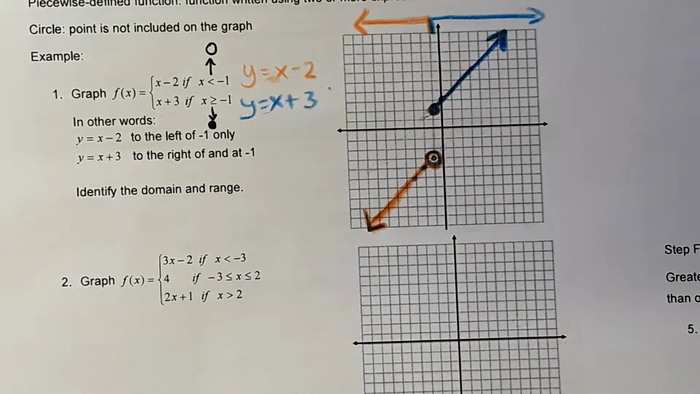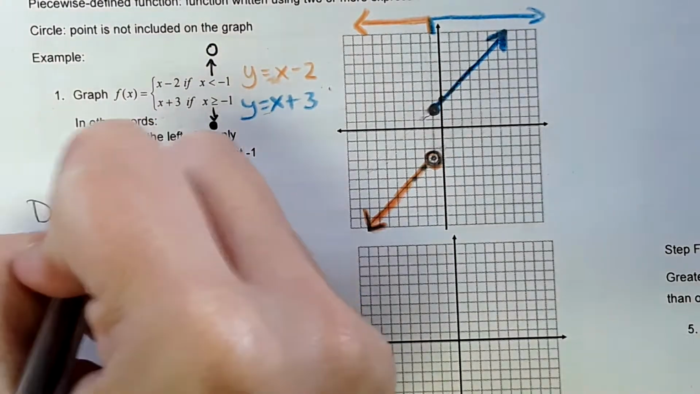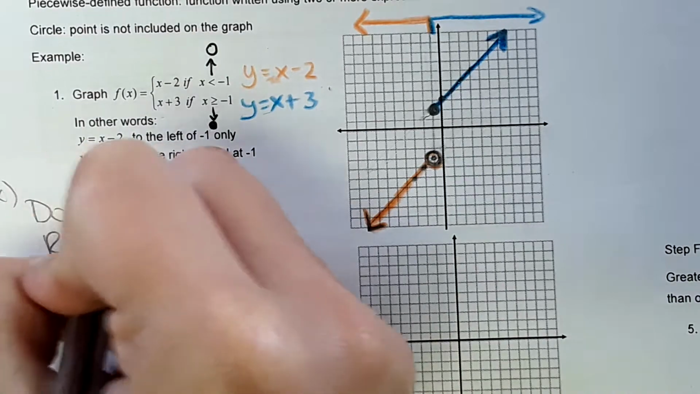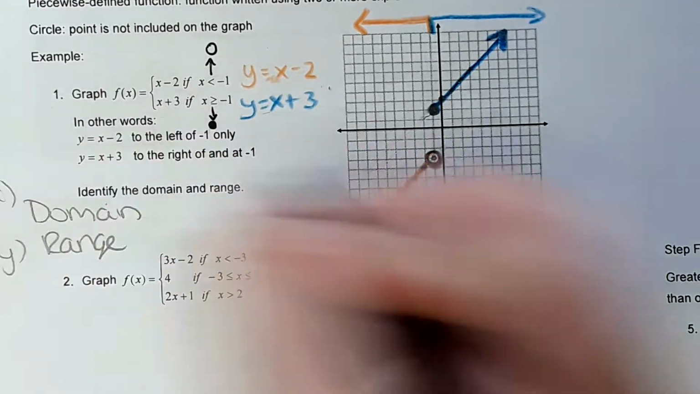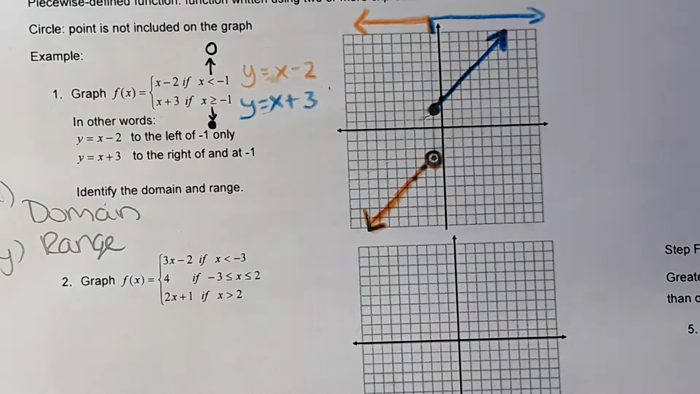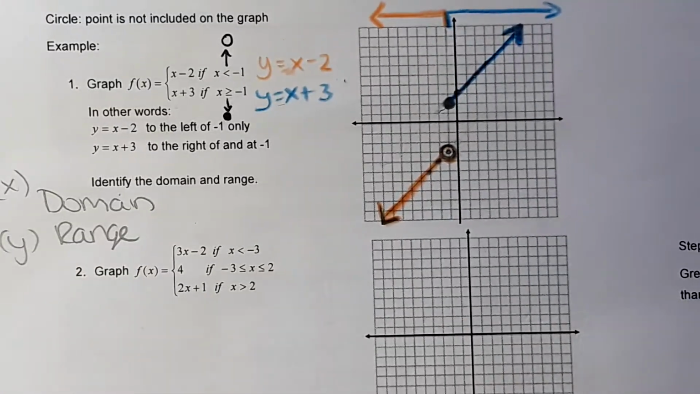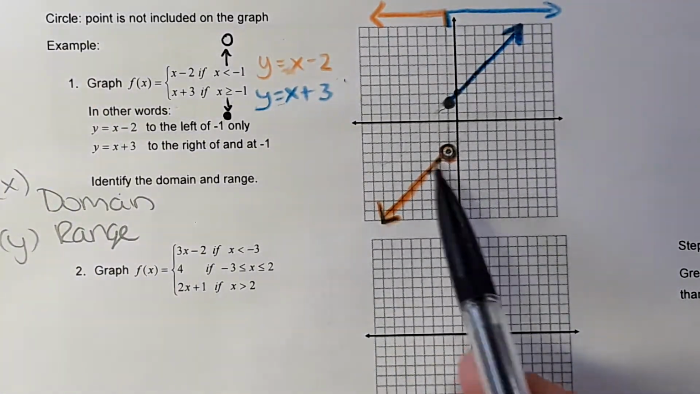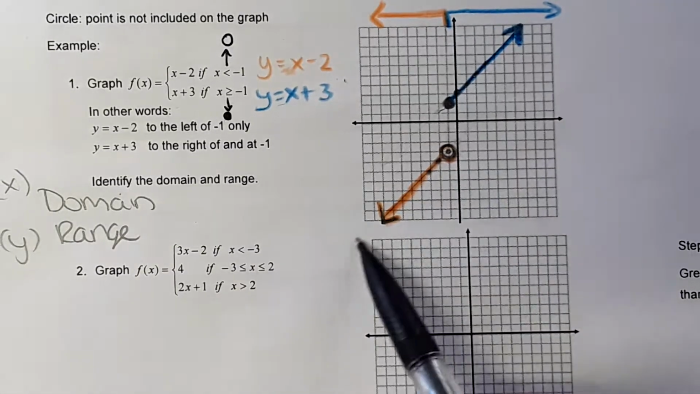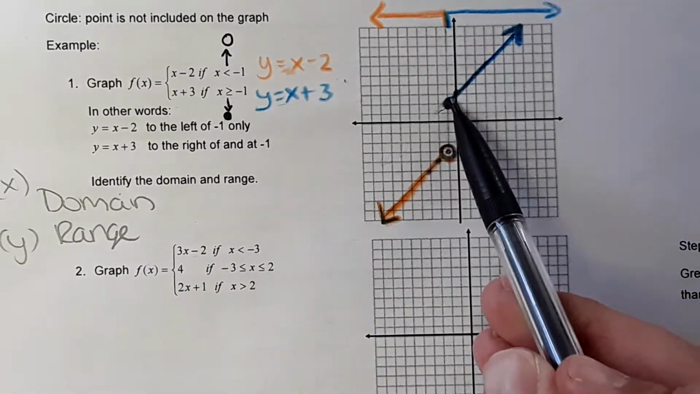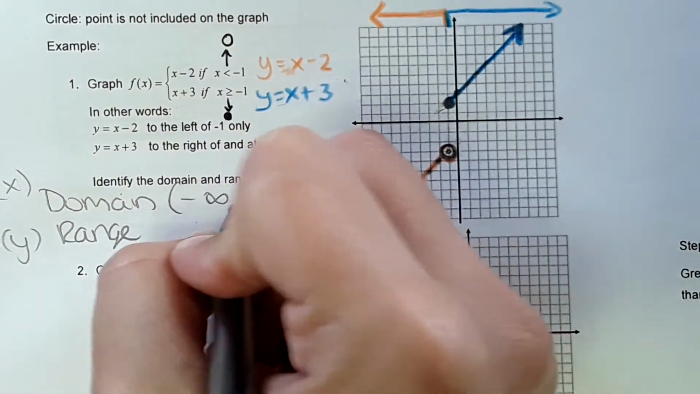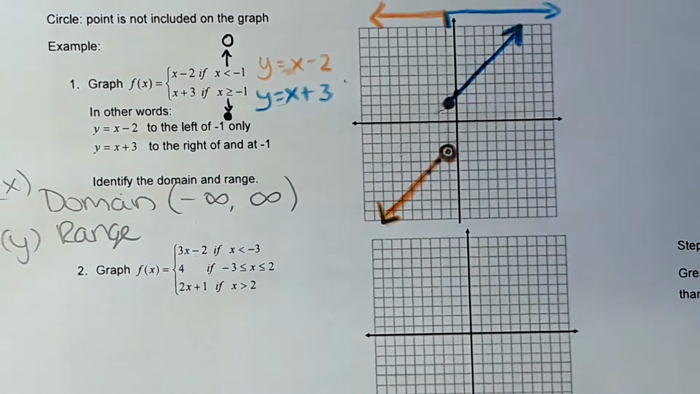Okay, then last step is to identify the domain and range. So domain, remember, is your x values, your left to right, and range is your up and down, your y values. So domain is all your left to right. It looks like it goes forever and ever in this direction, and this goes forever and ever in this direction. So for domain, it's just -infinity to +infinity. It's all values of x.